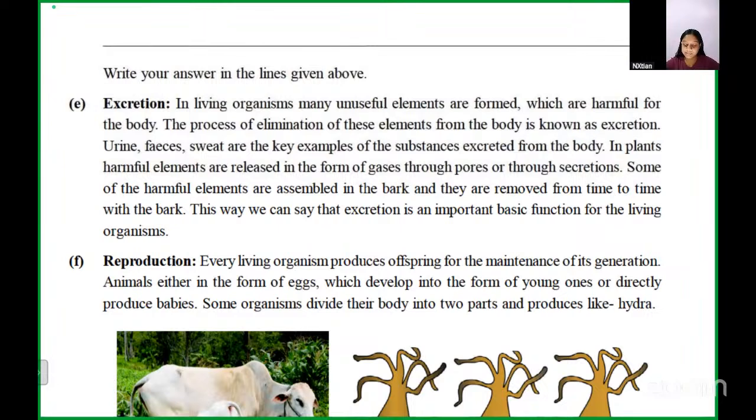In plants, harmful elements are released in the form of gases. In plants, how do they release the harmful elements? In the form of gases through pores or through secretion. Some of the harmful elements are assembled in the bark and they are removed from time to time with the bark. This way we can say that excretion is an important basic function for the living organisms. All organisms go through the process of excretion: fish, birds, animals, humans and plants. In all of them excretion takes place.